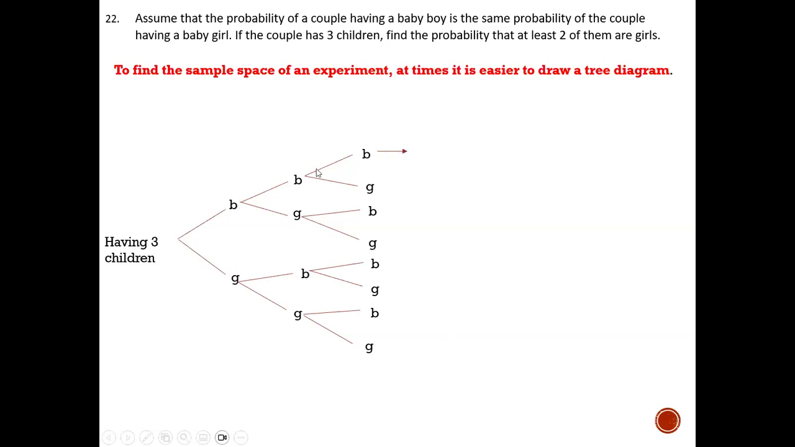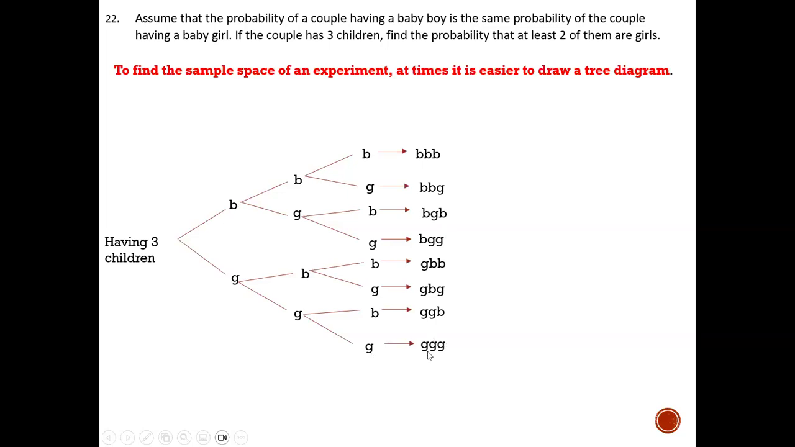So if I start with having a boy, then I have another boy, then my third option is also a boy, then I had a boy, a boy, a boy. I had 3 boys. If we follow this again, you had a boy first, a boy second, and then a girl, BBG. Following this branch here, it would be a boy first, then a girl, and then a boy. Following this branch down here, it's going to be boy, girl, girl. And we can continue on following along, girl, boy, boy, girl, boy, girl, girl, girl, boy, and girl, girl, girl for the last one.